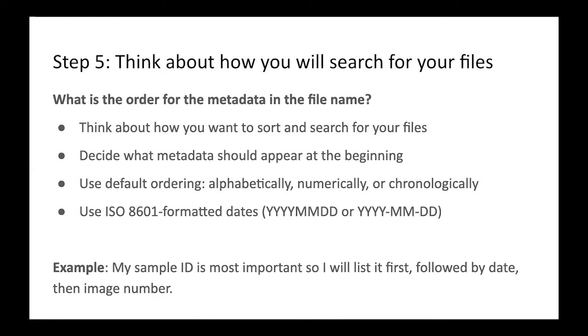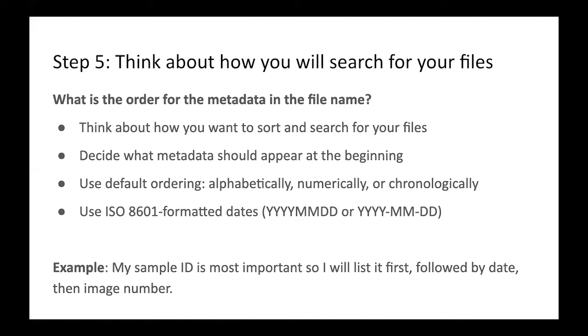All right, so in step 5, we need to determine how you want your files to organize and sort. So remember, the computer arranges files by name, character by character. So the order of your file metadata is very important. So decide what metadata should appear at the beginning of a file and put the most important information first. And here you want to also think about default ordering. So do we want files to arrange alphabetically, numerically, or chronologically?